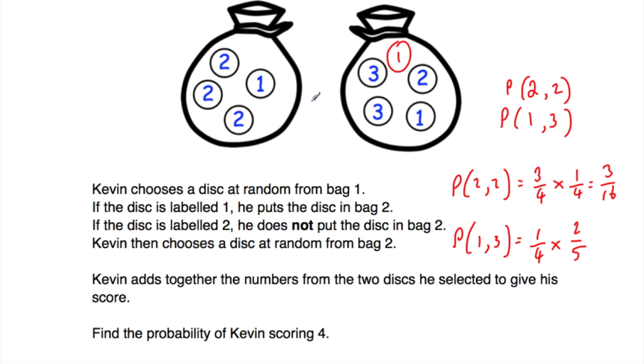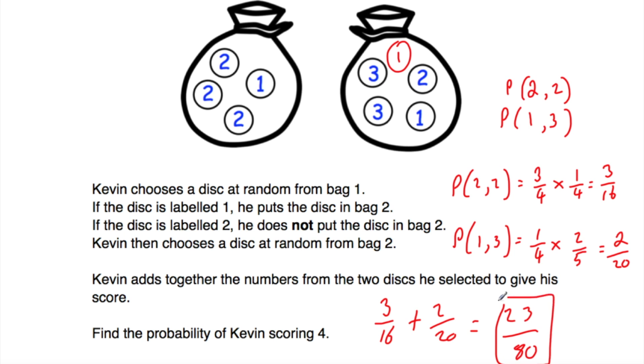And then if we want to find the probability that Kevin chooses a 1 from this bag and then a 3 from this bag, we're just going to do a quarter times 2/5, and a quarter times 2/5 will be equal to 2/20, or 1/10. And now we just need to add these two probabilities together, because these are the two possible outcomes that would give us a 4 when the two numbers are added together, a 2 and a 2, or a 1 and a 3. So if we do 3/16 plus 2/20, and it's a calculator question, so we can just do this on the calculator and see what we get. So 3/16 plus 2/20 is equal to 23/80. So the probability that Kevin gets a 4 is equal to 23/80, and that's it.